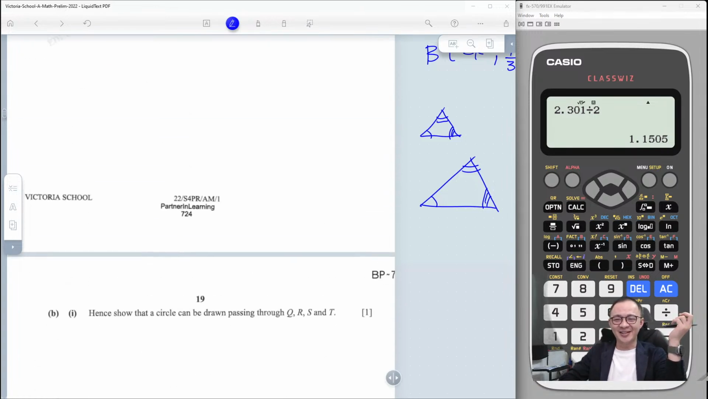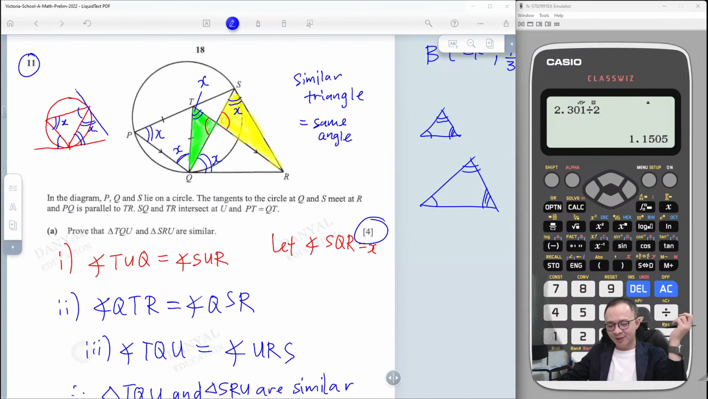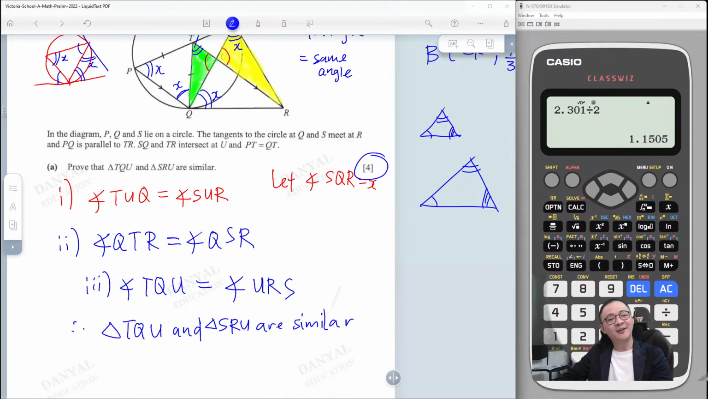Can we say SR equals QR? Yeah, I think because two tangents connect to it, right? Then I think SR must be the same as QR also. If two tangents connect to one point, is it possible to be not the same length? I don't think it's possible. So yes, I think SR will be the same as QR in this case.